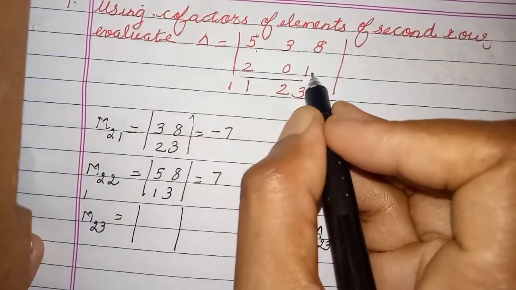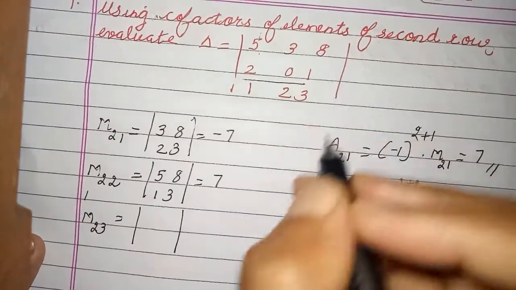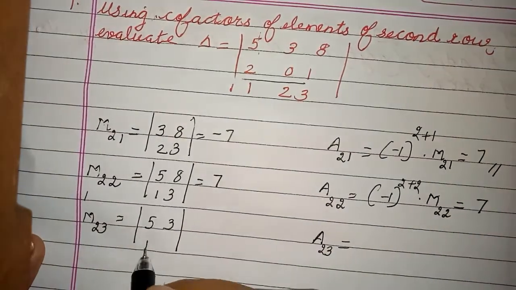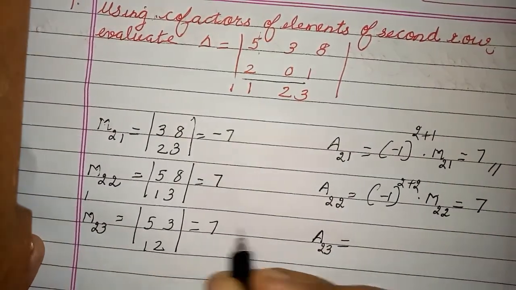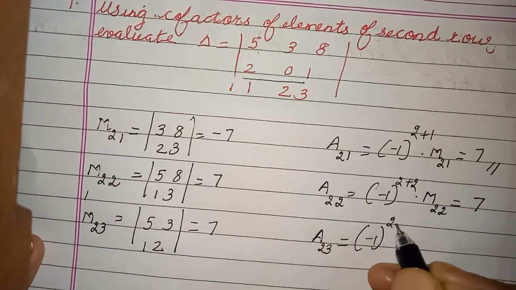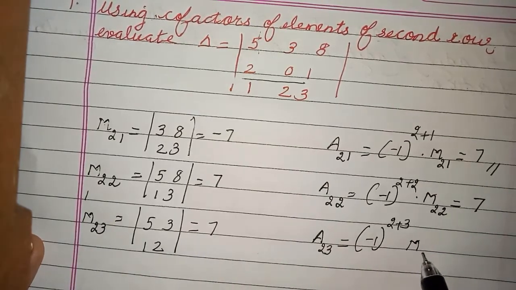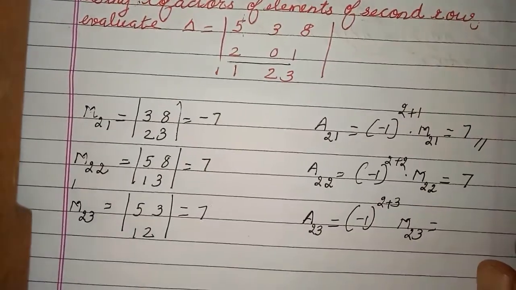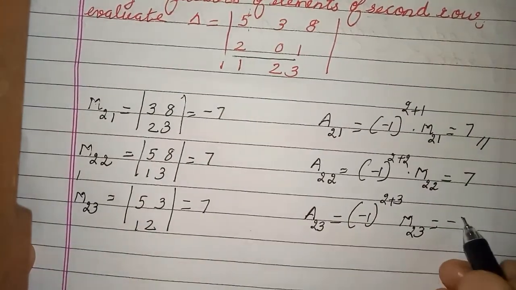You have to delete the second row and third column. Second row, third column. So it will be 5, 3, 1, 2. So 10 minus 3 is 7. But let us decide the position. So it is minus 1 raised to 2 plus 3 times M23, which is nothing but, children, negative, right? So it is 7, so it will be minus 7.